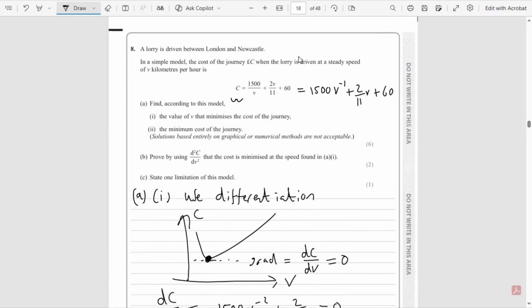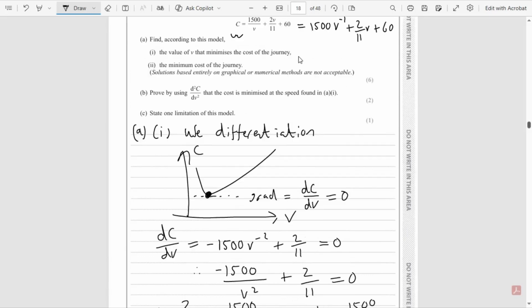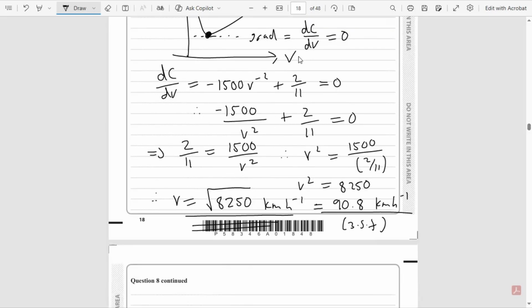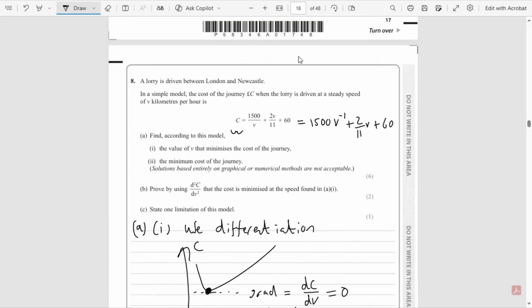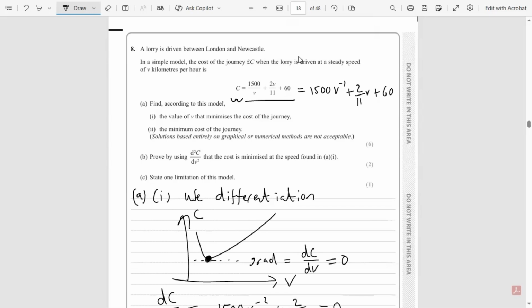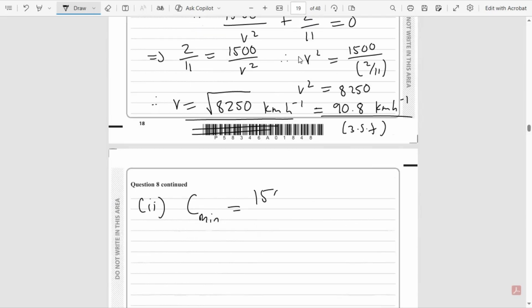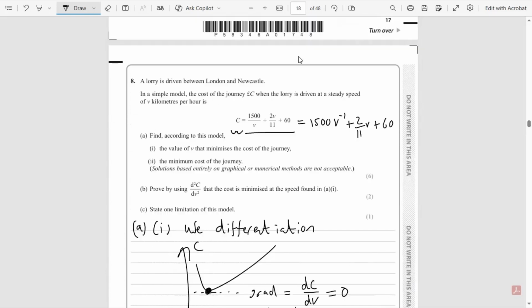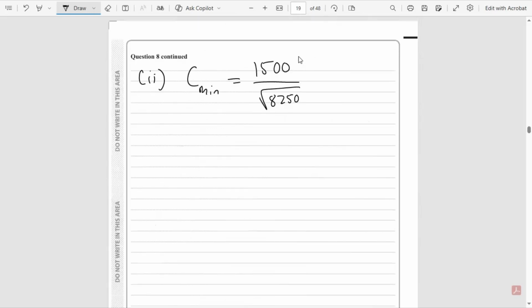Now for part II, find, according to this model, the minimum cost of the journey. We know the speed that minimizes the cost of the journey is the speed we found there. So we can sub that speed into our formula for the cost, and that will give us the minimum cost. Let's do this down here. The minimum cost will be equal to, copying down our formula, 1,500 over the V value we just found, root 8250, plus 2 over 11 V, so plus 2 over 11.